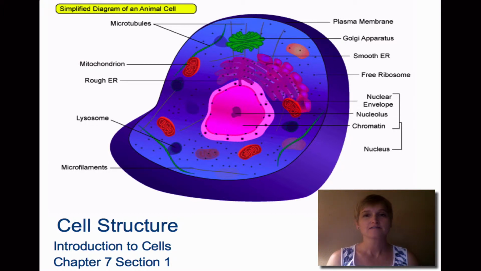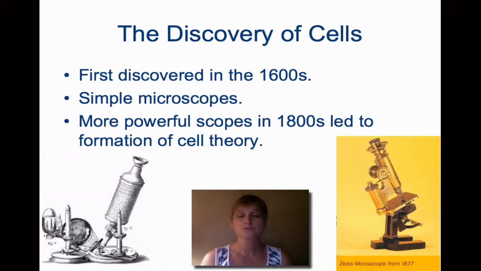And this video is about the cell structure. So first we're going to talk about the discovery of cells. Cells were first discovered in the 1600s. Very simple microscopes, really just kind of magnifying glasses. But more powerful scopes in the 1800s led to the formation of cell theory.